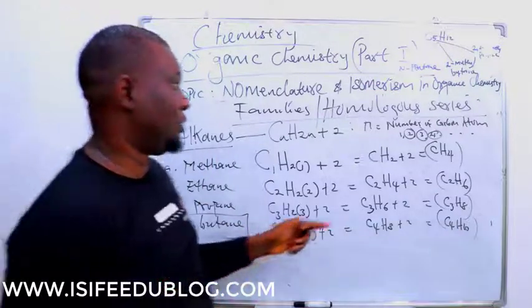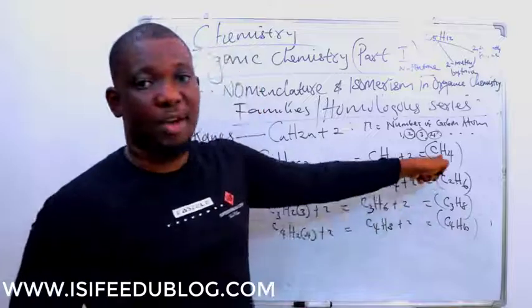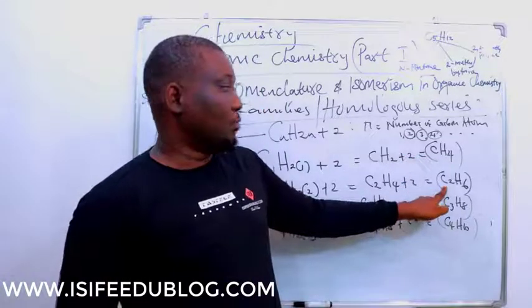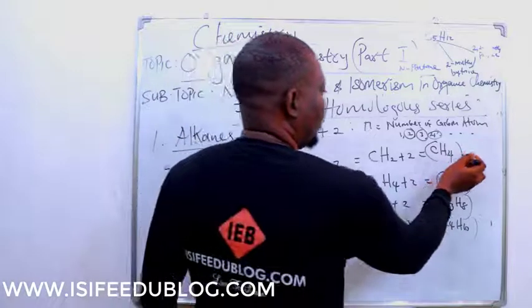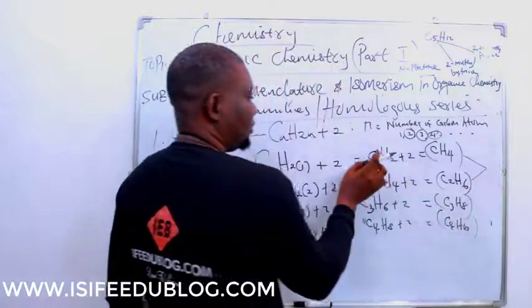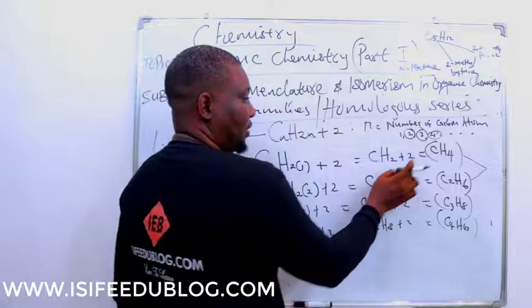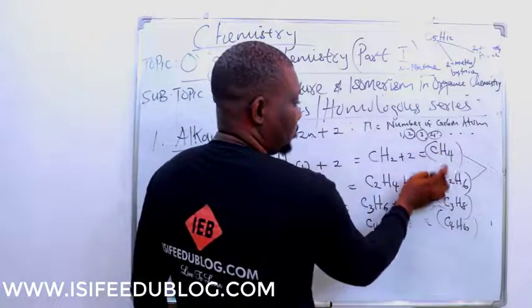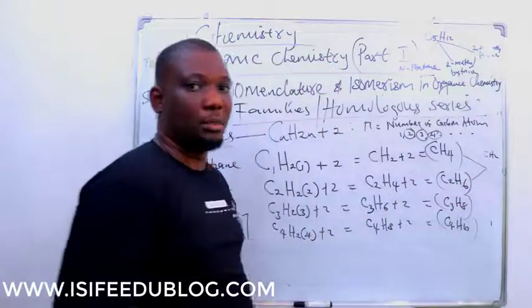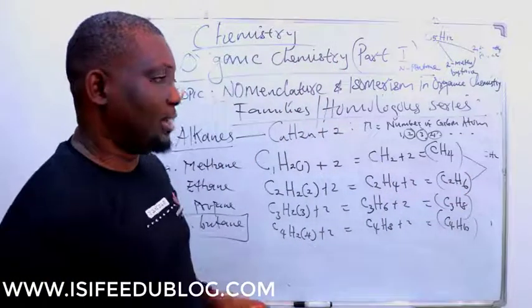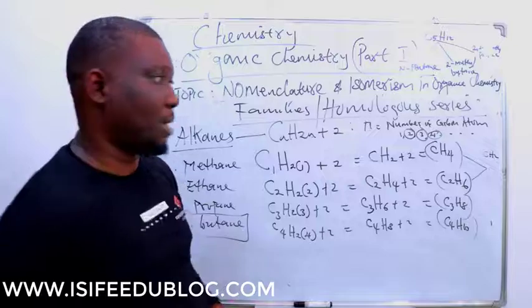If you look at the molecular formula of methane, where we have CH4, and then ethane, where we have C2H6, the difference in the molecular formula between these two members is CH2. That's the homologous series. Or the difference in the relative molecular mass.